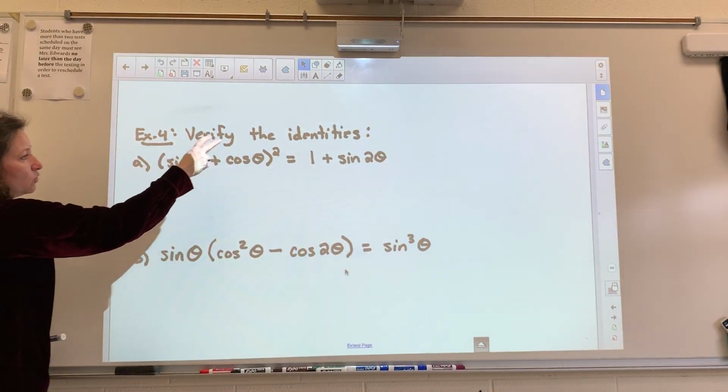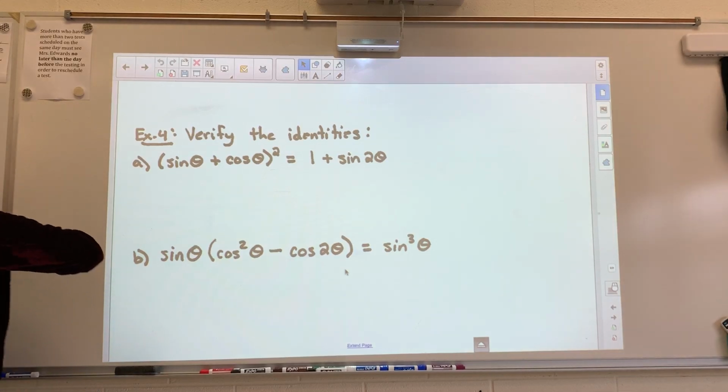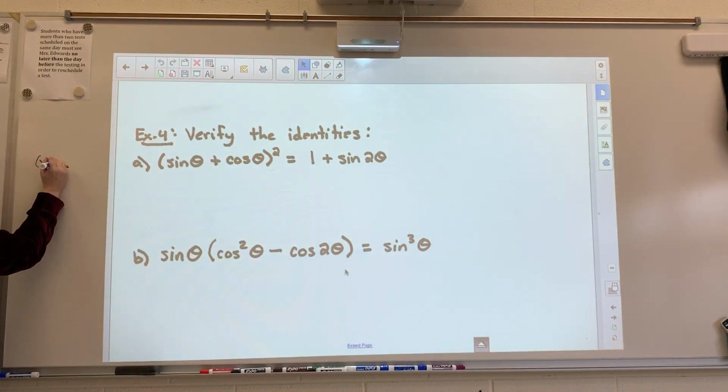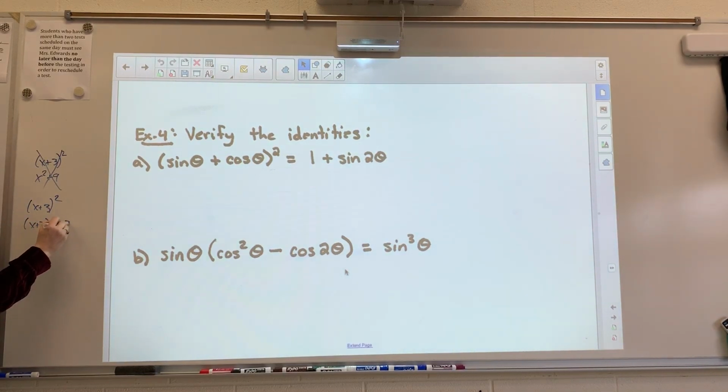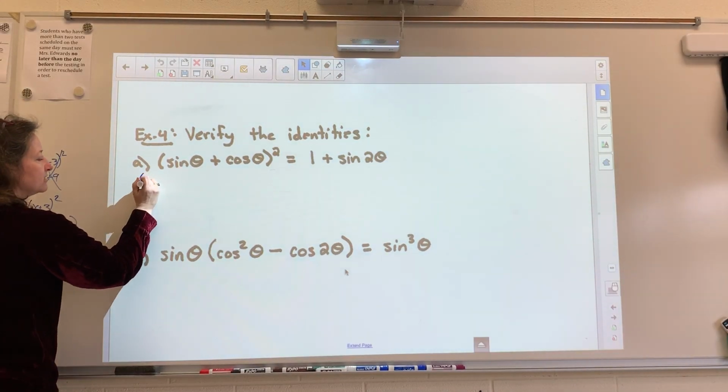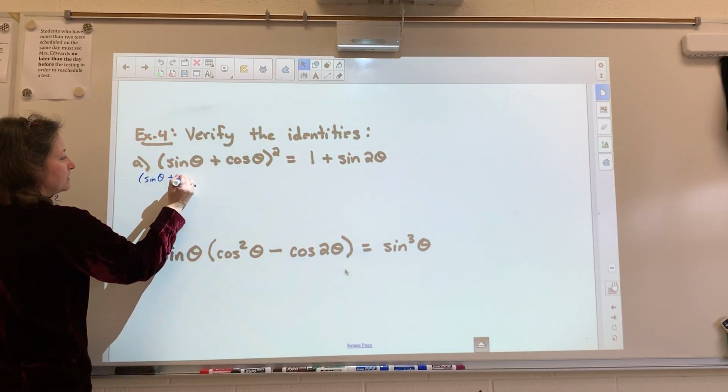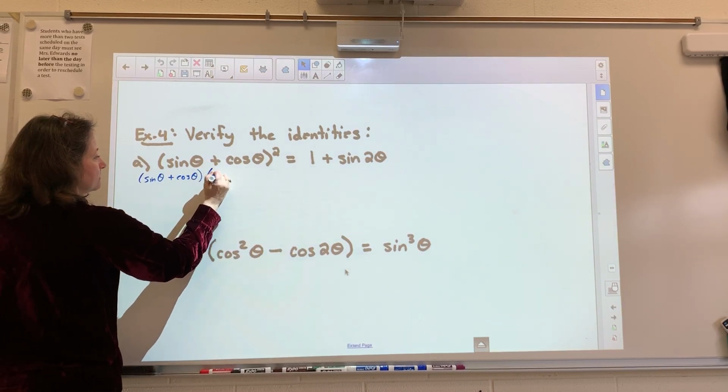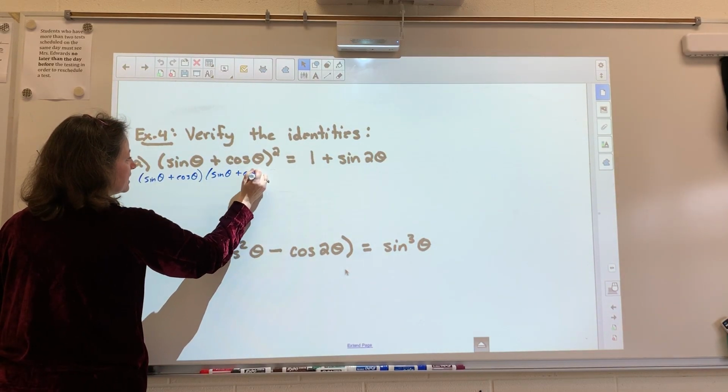It's asking me to square this. If I asked you to square x plus 3, could you just make it x squared plus 9? No. If I ask you to do x plus 3 squared, what am I asking you to do? Write it twice, and then you multiply, you FOIL. Same thing here, I'm asking you to multiply sine theta plus cosine theta times sine theta plus cosine theta.